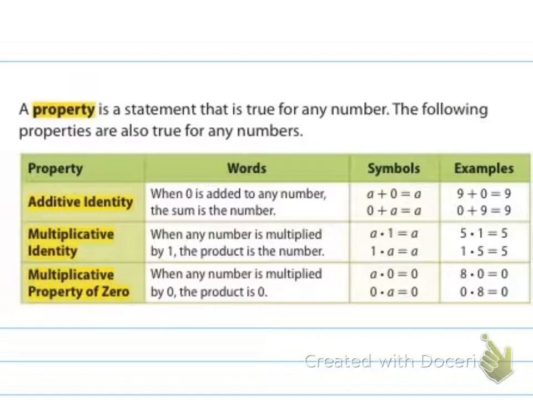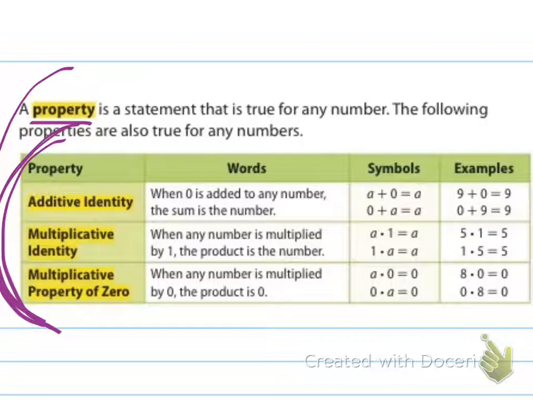So it says a property is a statement that is true for any number. The following properties are also true for any numbers. Additive identity. So we're going to write all of these down. Additive identity is that when 0 is added to any number, the sum is the number. So you add 0 to anything and it stays the same. You've got A plus 0, it's A. You've got 1 billion plus 0, it's 1 billion.